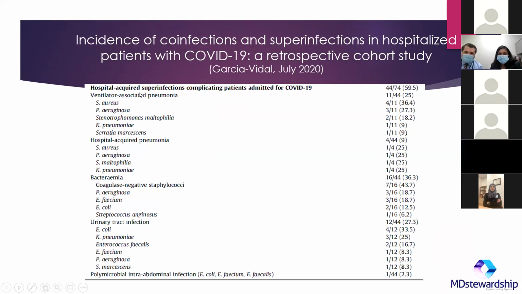Then here's some more of the organisms that we're seeing. And this is for hospital acquired. So for ventilator acquired, they're seeing Staph aureus more, Pseudomonas, Stenotrophomonas, Serratia, Klebsiella pneumo. So we're seeing more and more gram negatives. And I think what's important, and you start seeing this after the patient has been in the hospital for 5 to 7 days.